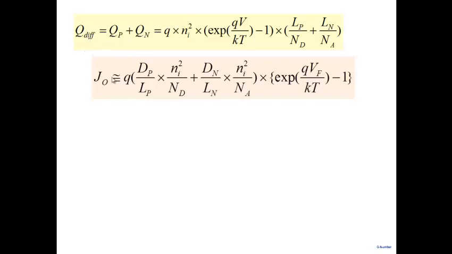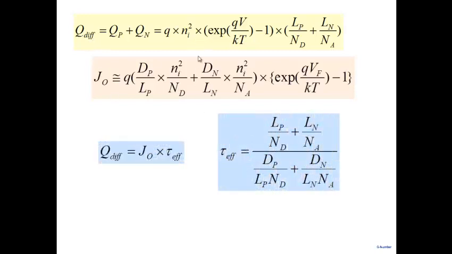So this is the expression for conduction current. What I'm trying to say is that the diffusion charge is related to the conduction current. Q diffusion is related to J0. It's easy to manipulate these two equations and show that diffusion charge is equal to J0 multiplied by some tau effective. Tau effective is given here. Note that diffusion charge increases exponentially with voltage. Current also increases exponentially with voltage. The rest of the terms are constants, and the constants come out to be tau effective. You can verify that this has units of time.